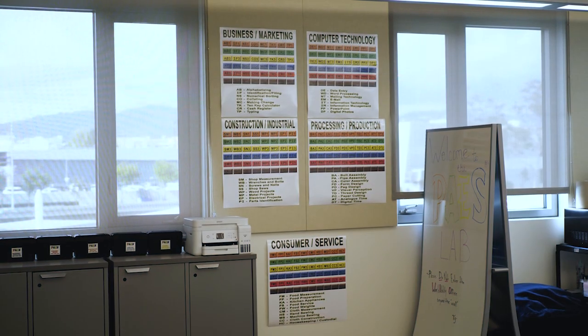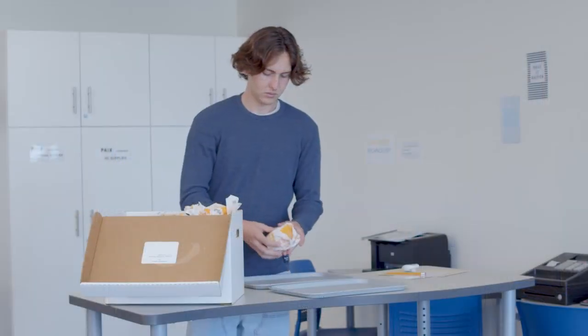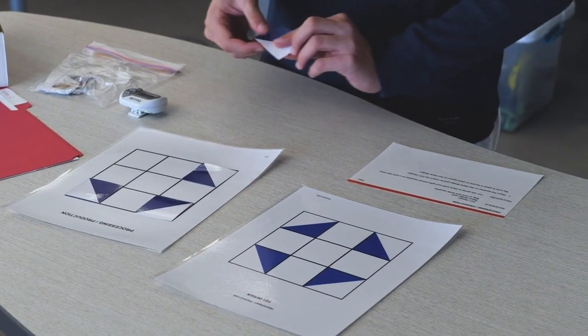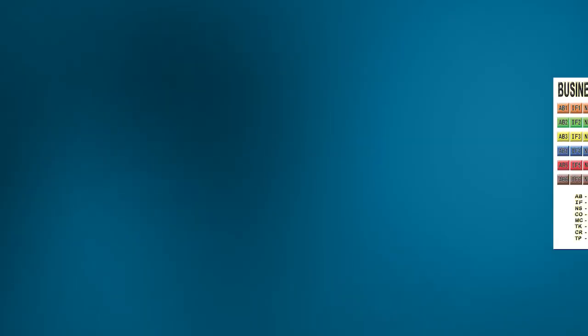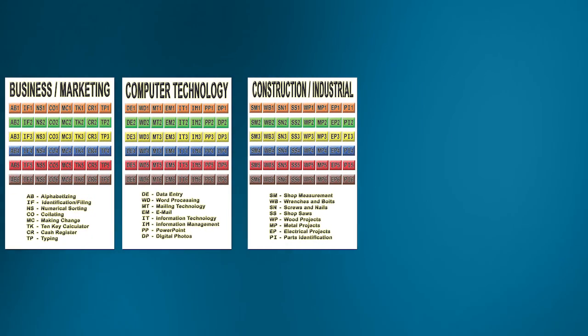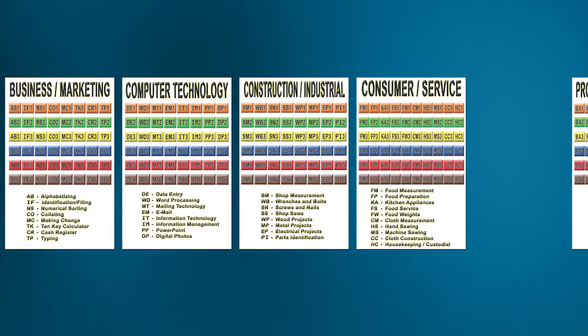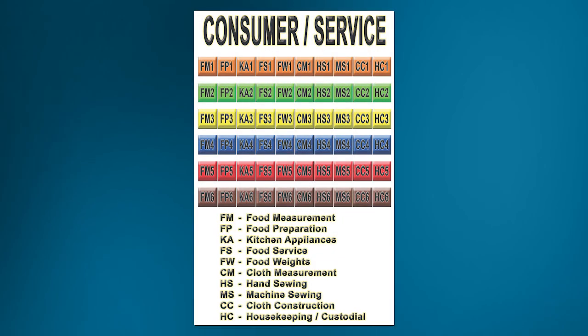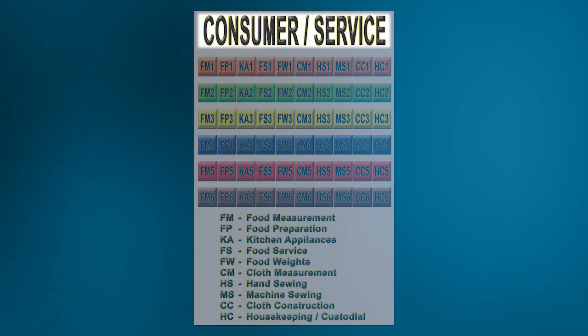First, let's look at the component charts. Employees in the PAES Lab are assessed on how well they perform jobs. These jobs are divided into 5 components: business marketing, computer technology, construction industrial, consumer service, and processing and production. This is the component chart for the consumer service component. Each of the 5 PAES components focuses on a different field of employment and the skills associated with that field.